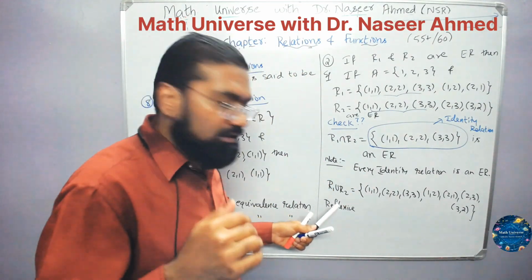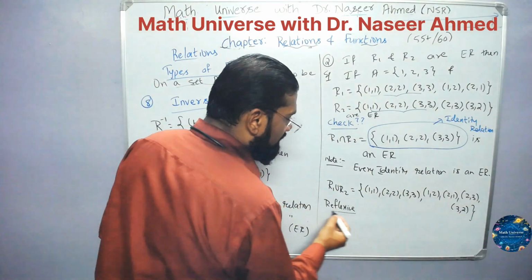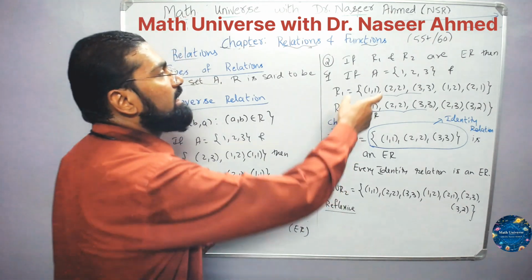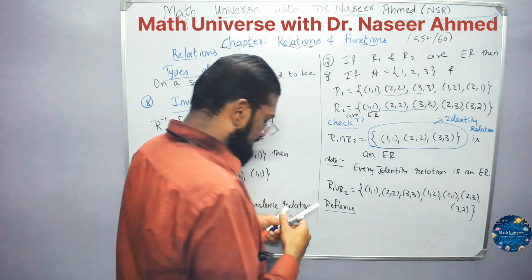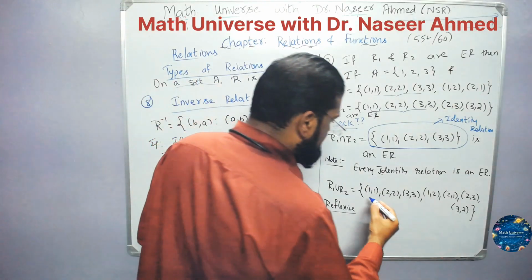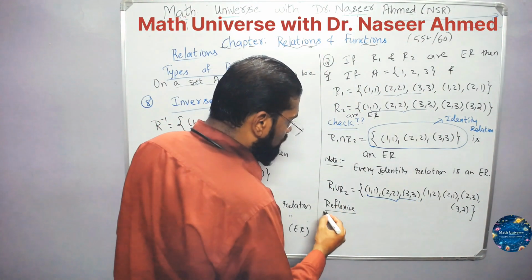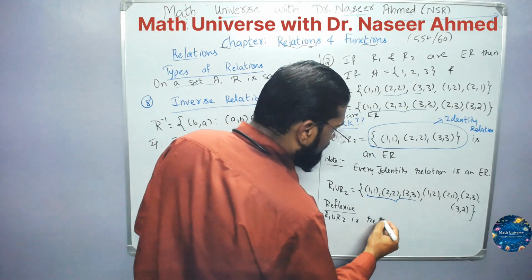Similarly, now I will talk about union. Coming to reflexive, for reflexive what should happen? Whatever the set elements are, those ordered pairs should be present. So you see (1,1), (2,2), (3,3). Yes, because of these three elements, R1 union R2 is reflexive, no doubt about it.